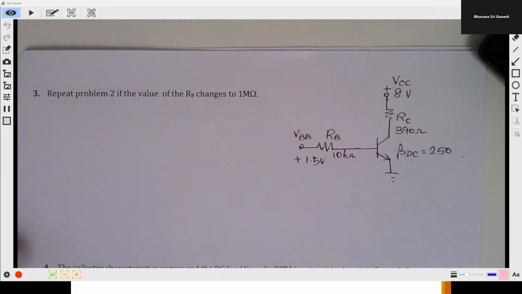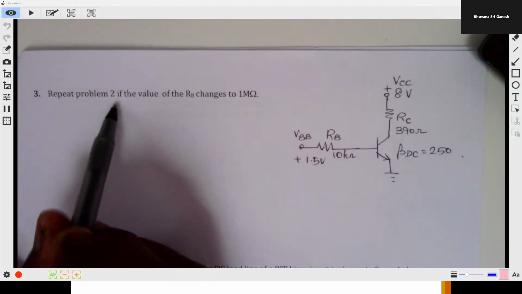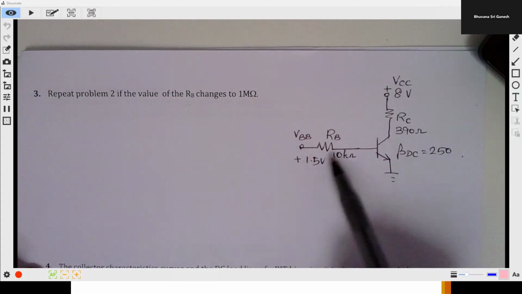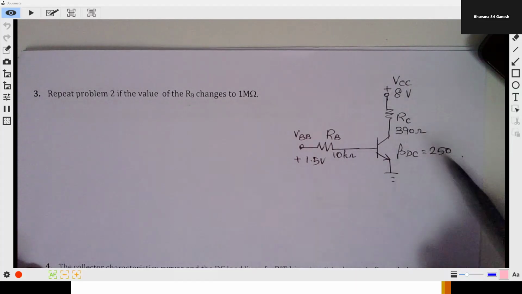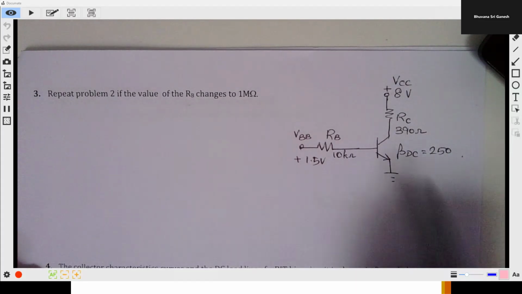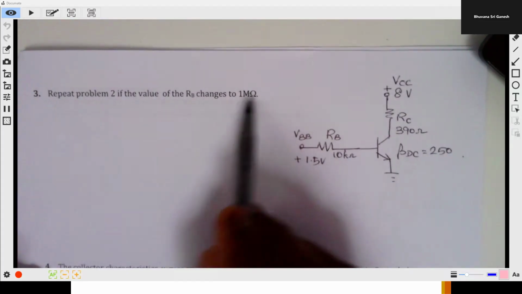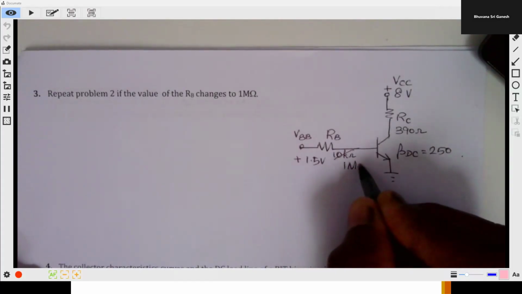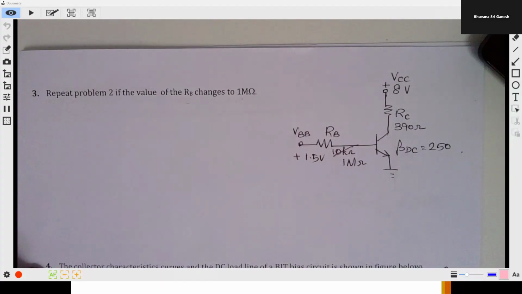Now, in this problem, we have to repeat problem 2. I just put the problem 2 circuit here with VBB 1.5, RB 10 kilo ohm, RC 390 ohms, VCC 8 volts and beta DC 250. Now this problem is saying change RB to 1 mega ohm. So RB, now it's changed to 1 mega ohm. Now we are going to say again if the transistor is in cutoff or saturation or in active region.